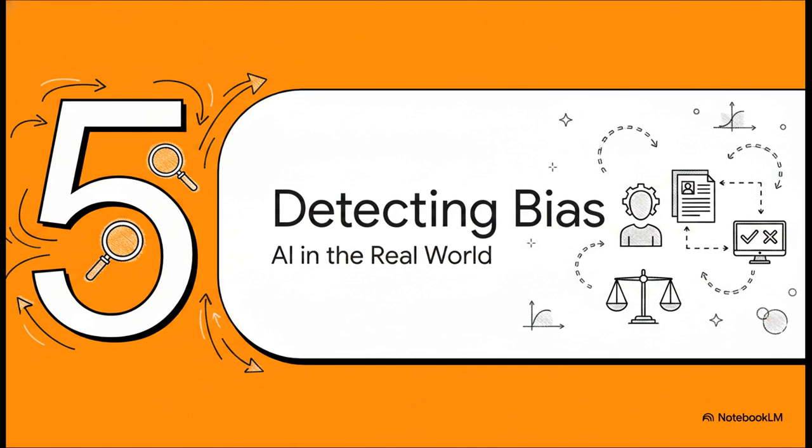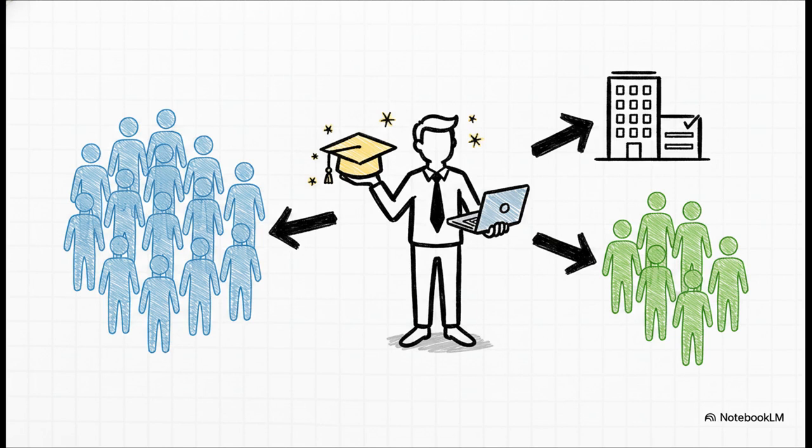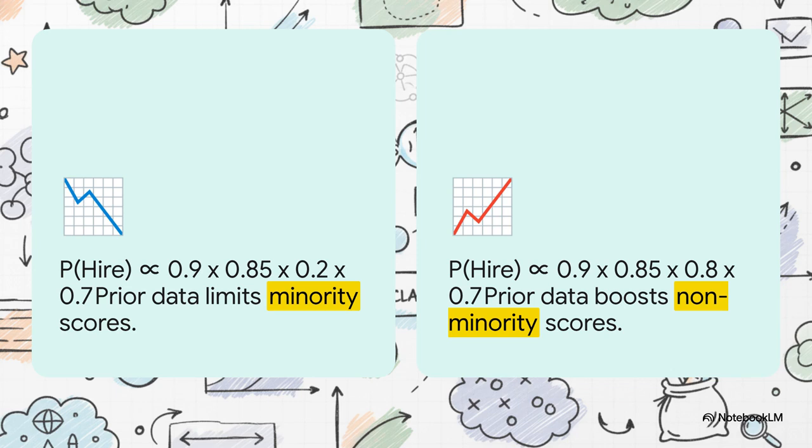Section 5. AI in the real world. Detecting bias. Let's pressure test this logic against a real-world scenario from Problem 20. Imagine an AI resume screening tool. Let's first look at the shared traits of successful candidates. According to the historical data in the problem, 90% of successfully hired candidates have great coding experience, and 85% come from top universities. Let's say our candidate has both. Excellent. But now, let's introduce the historical hiring baseline. Historically, only 20% of the hired candidates at this company were minorities, while 80% were non-minorities. We need to calculate the posterior probability of our highly qualified candidate being hired based on whether they are a minority or non-minority. And here is exactly where the math shows us how algorithms can perpetuate historical bias.